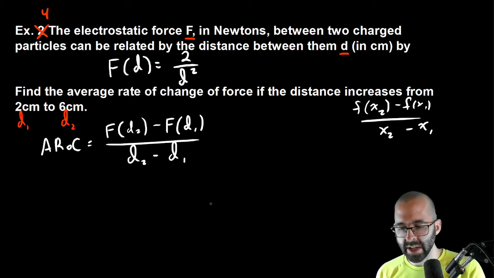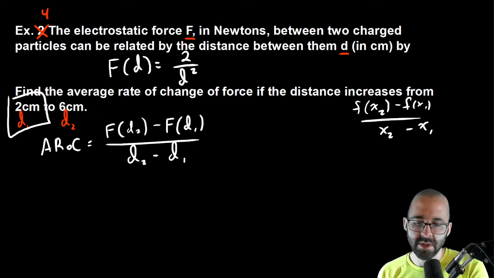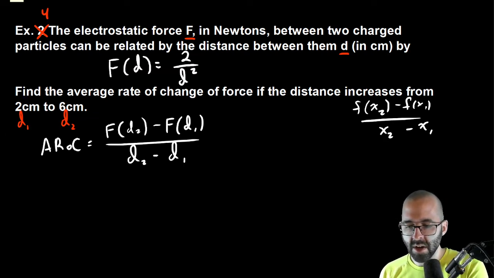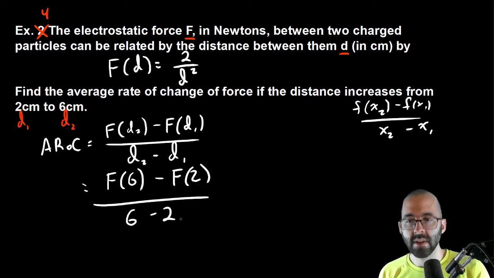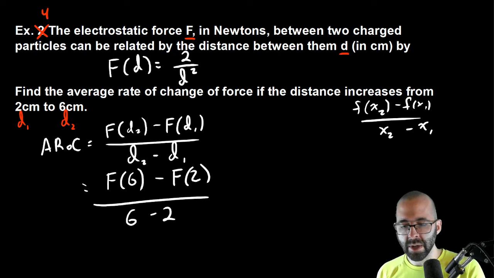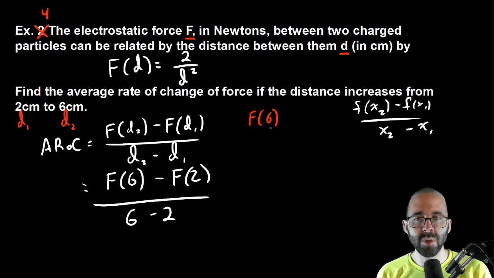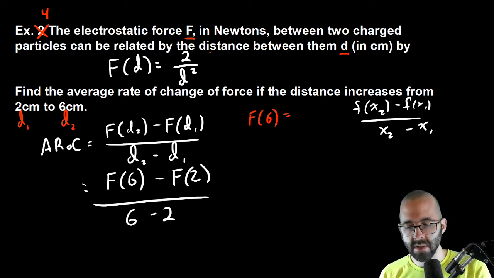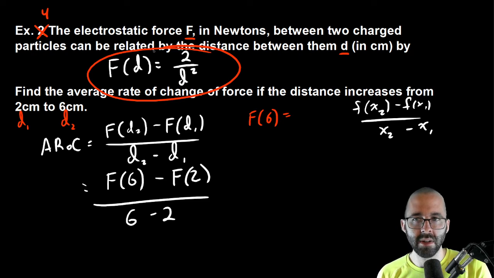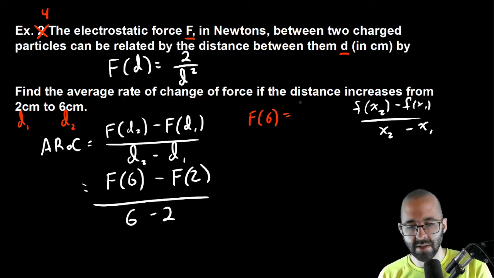Okay, so again, we know that d1 is 2 centimeters. So replace all the d1s with 2's. d2 is 6. d1 is 2. So just replace them. Just like so. And then we're going to have to go off to the side like before and say, well, what is the force when the distance between the two particles is 6? This is the rule. Replace d with 6. That's 2 over 6 squared. It's 2 over 36. That's 1 over 18.